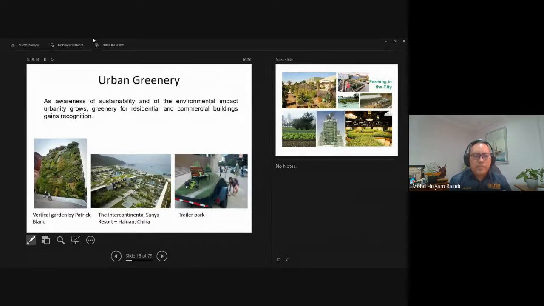So another important word to understand in ecological design is urban greenery. Urban greenery is an awareness of sustainability and of the environmental impact of urban growth, greening for residential and commercial buildings gains recognition. So from here, one of the important things nowadays, you go to KL, go to Johor Bahru, Singapore, you can see more of the street, not just about having a nice landscape, but also every corner of the city already provides some greeneries there.